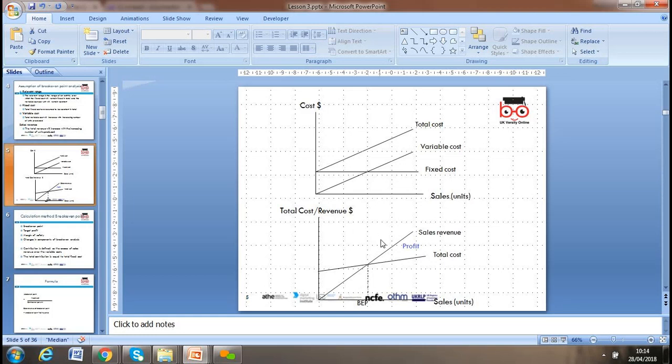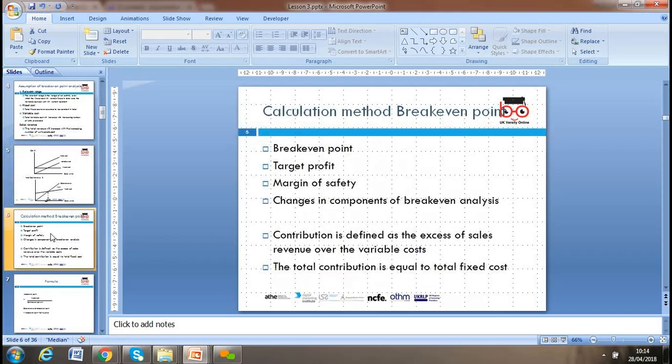Then we have total revenue, the difference between sales revenue and the total cost, that will give us profit, and we can show where cost and revenue are equal. That point is called the break-even point. No profit, no loss. So today we'll go through the first calculation method: break-even point, target profit, margin of safety.